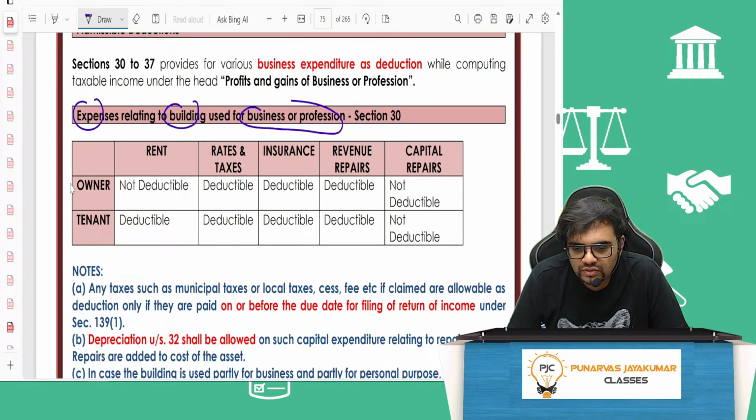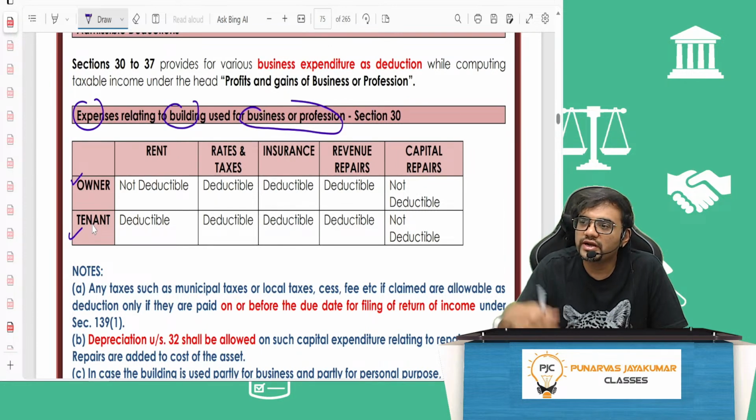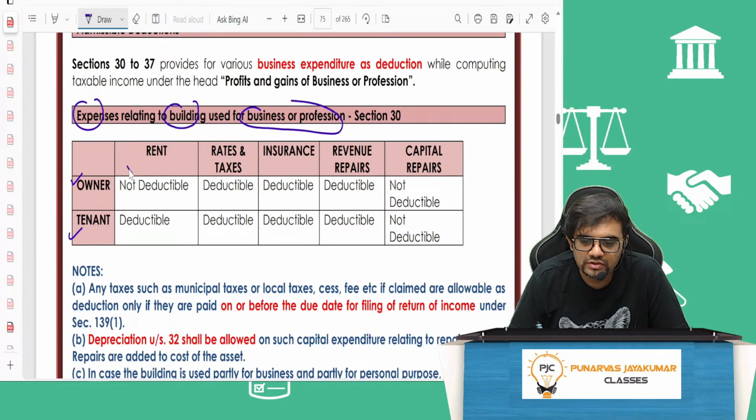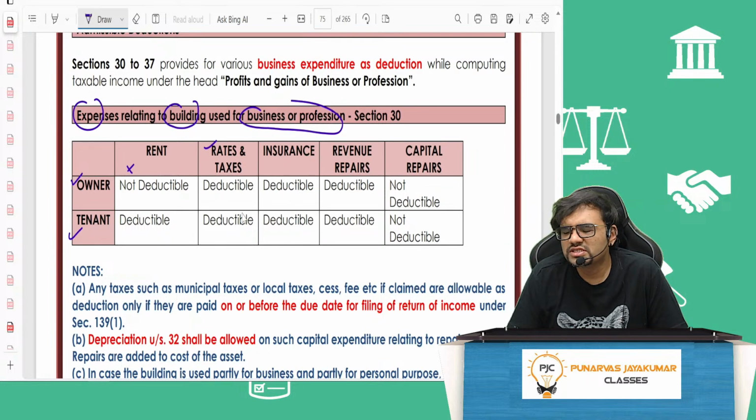You can be an owner of the building or you can be a tenant also. Let us assume you are the owner of the building. If you are the owner of the building, will you get deduction on rent? No. Will you pay rent to yourself? No. Not allowed. You will pay rates and taxes, municipal taxes, municipal rates, etc. Will that be allowed? Yes, of course it will be allowed. Will you get deduction for insurance? Yes.